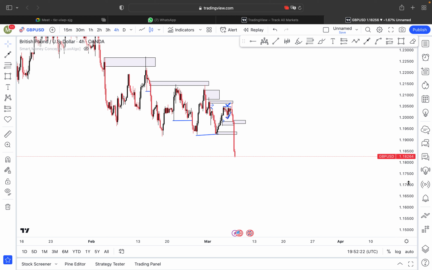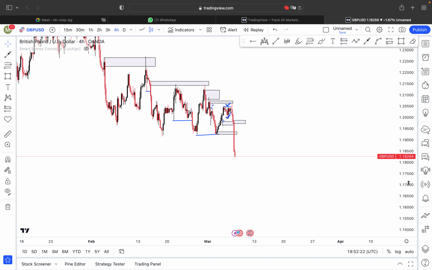So now, this is the area that is attracting price. This unmitigated 1 day demand zone is now acting like a magnet, attracting price. And you can see a lot of others are sleeping here, a lot of others are sleeping below this trend line.